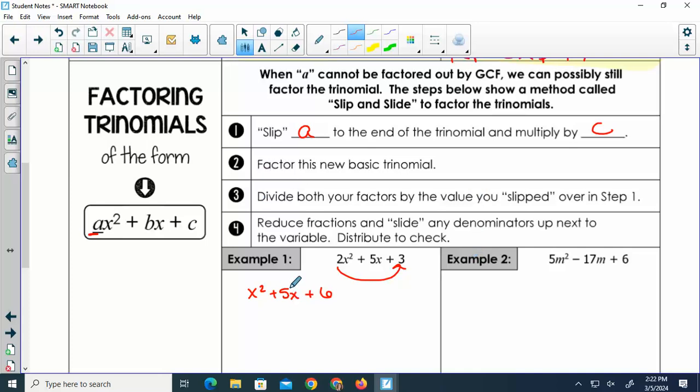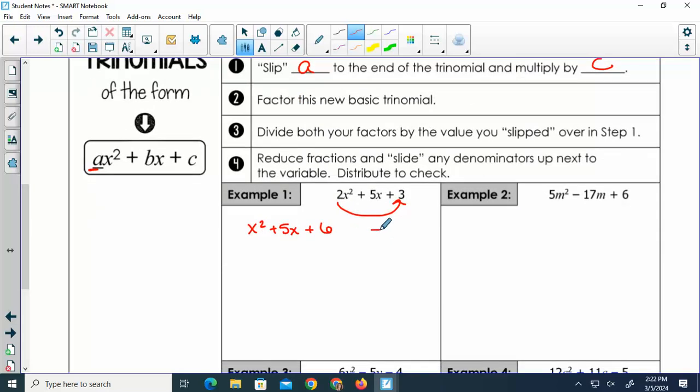Now, this is one of the basic trinomials that we were working with. So this should be something we can factor. We need two numbers that multiply to positive 6 and add to positive 5. So it factors into x plus 3, x plus 2. Now, the problem is, was that the original problem? No. If I multiply this out, I get x squared plus 5x plus 6, not what I started with. I got here by multiplying my 2 to the end.